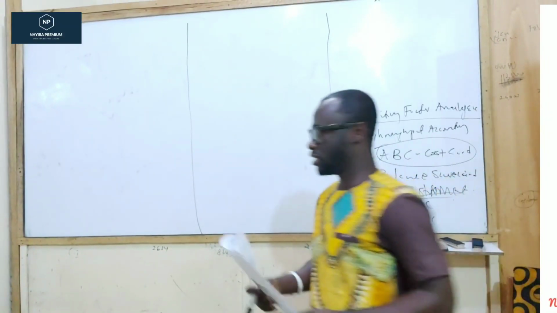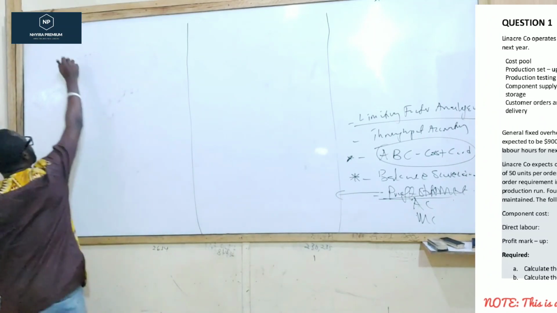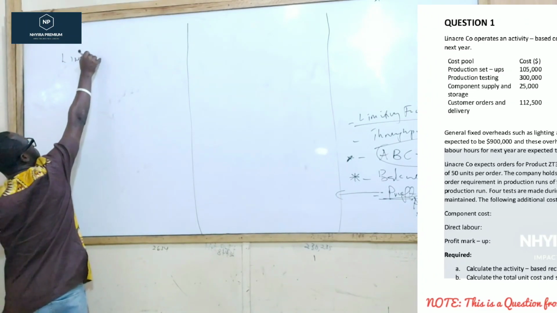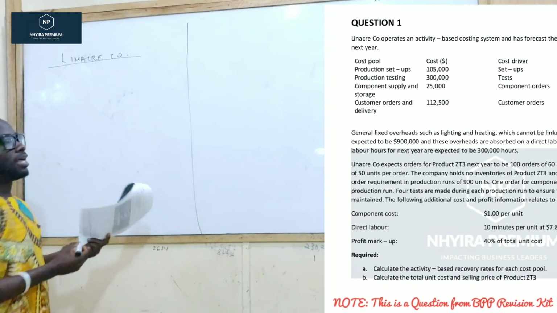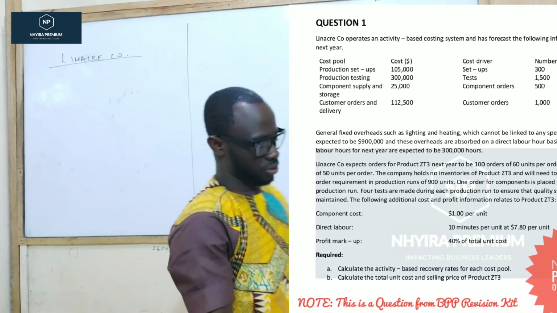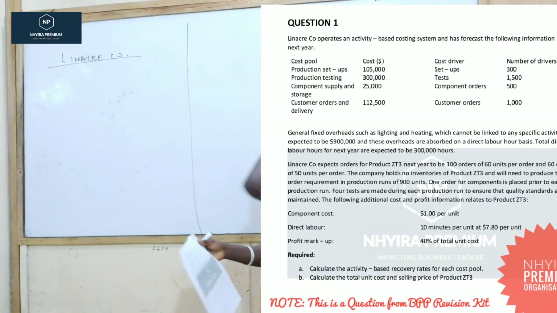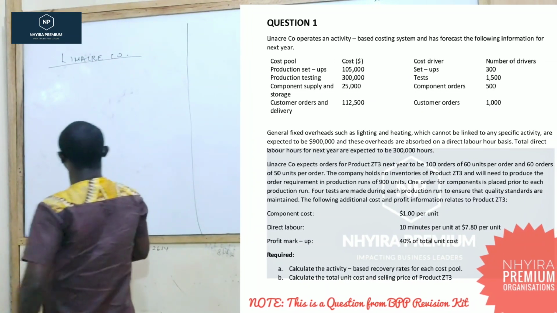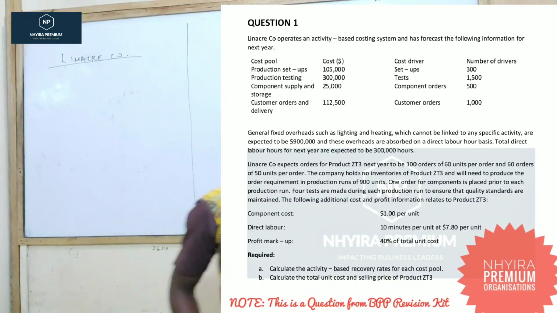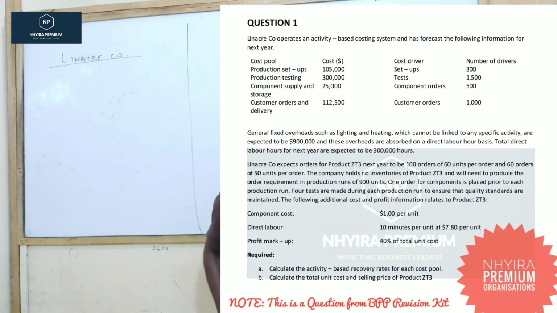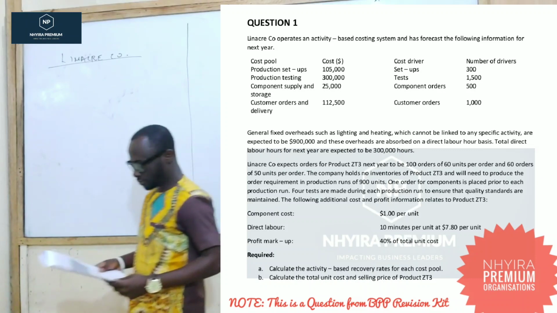Question 1. Linac Co. And like I mentioned, this was one of the cheapest questions in the paper, but students were having problems with it.